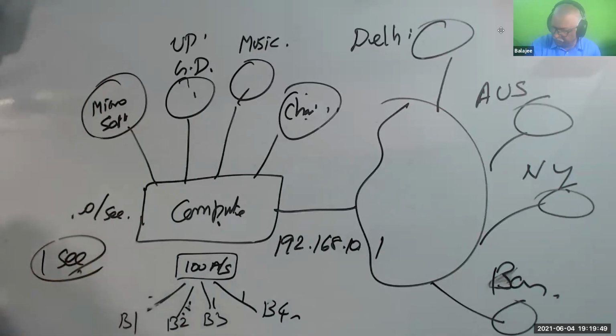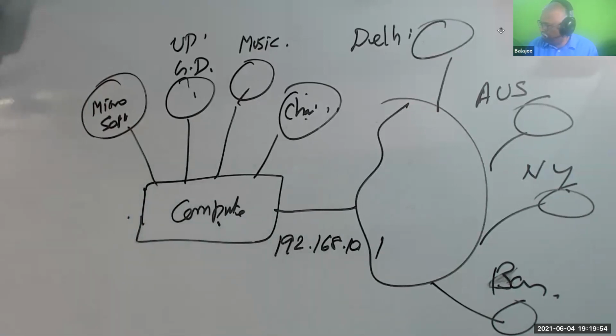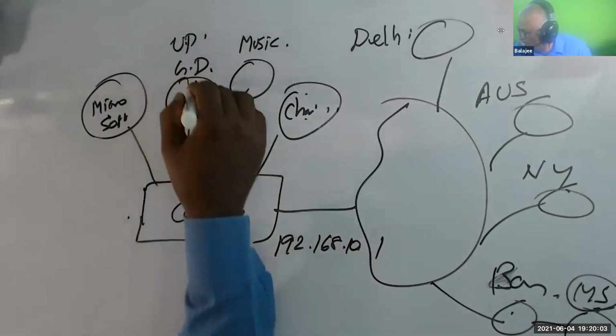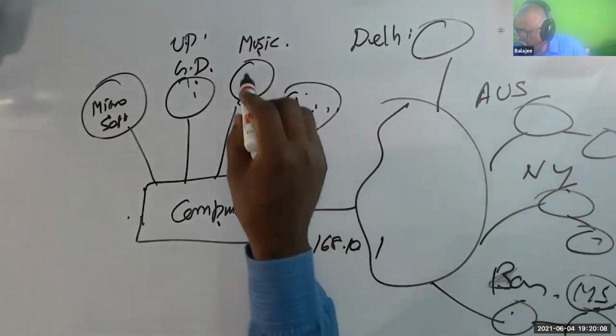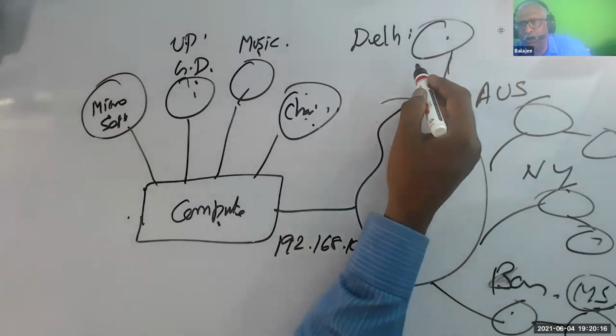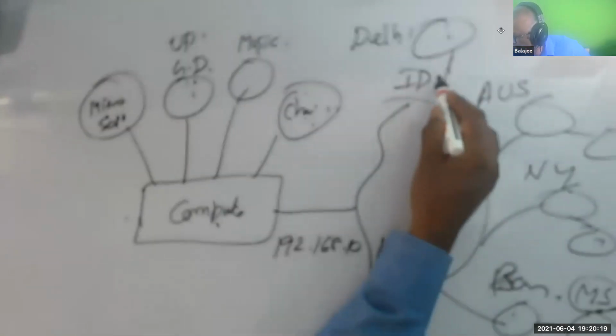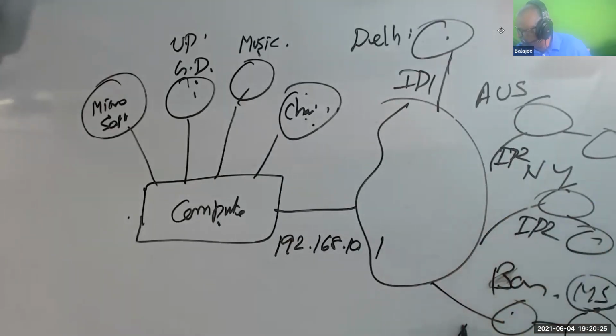Now the beauty is, I may be using a Microsoft computer somewhere in Bangalore, uploading to Google Drive maybe in New York, playing music from an Australian computer, and chatting with somebody in Delhi. Now, everybody there has what? An IP address. IP1, IP2. The moment you connect to the network, you are given an IP. Without an IP, you are useless.